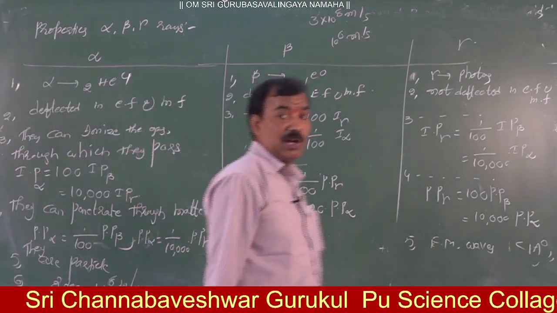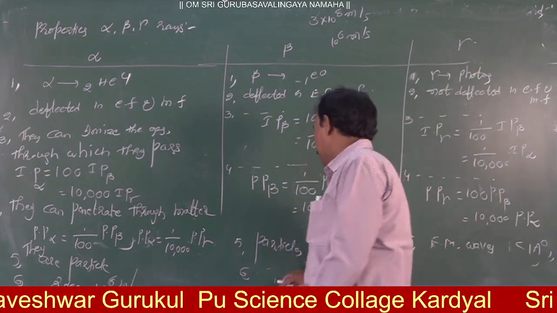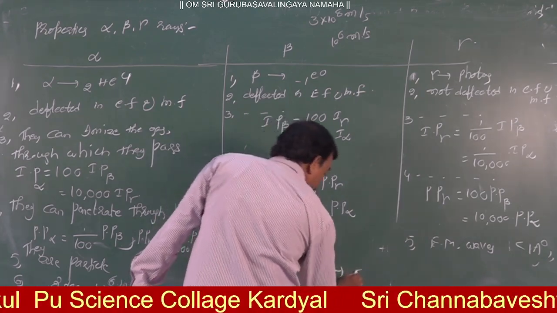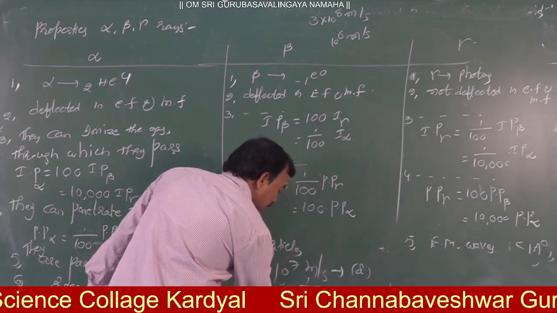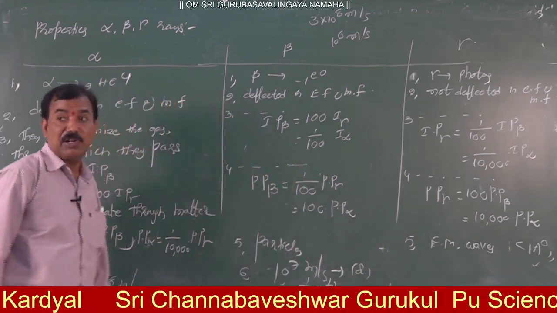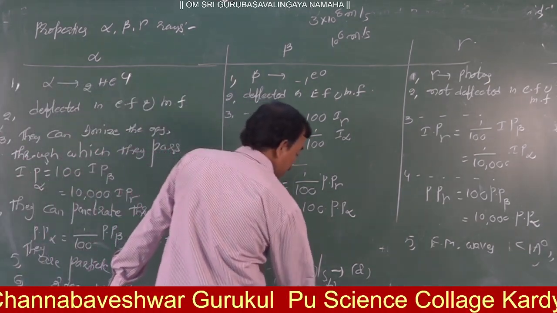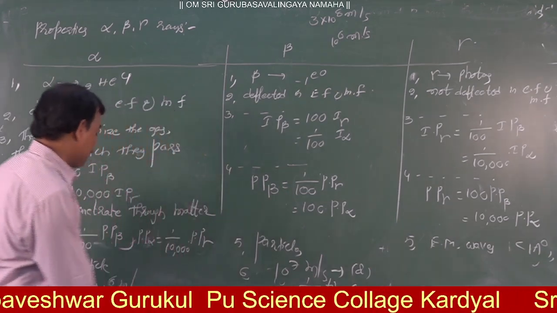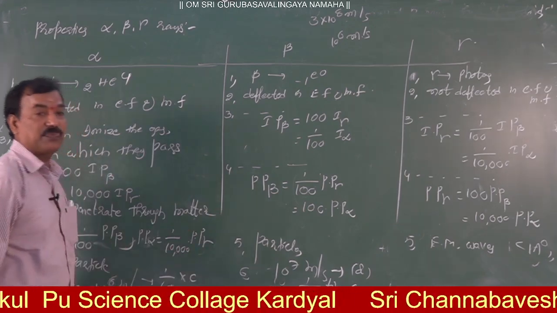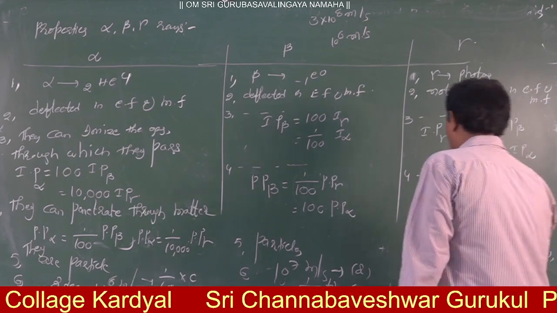The velocity of the beta rays is equal to 10 to the power of 7 meters per second, or 1 by 10 times the velocity of light in vacuum. So 1 by 10 times C. Okay, next, sixth point.